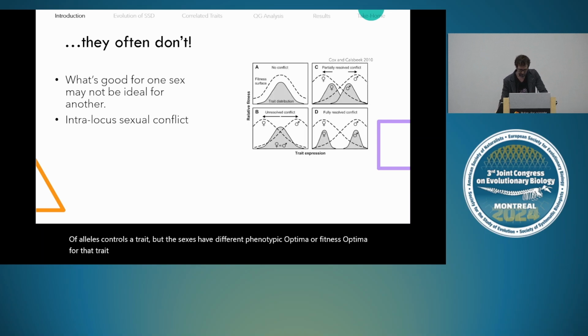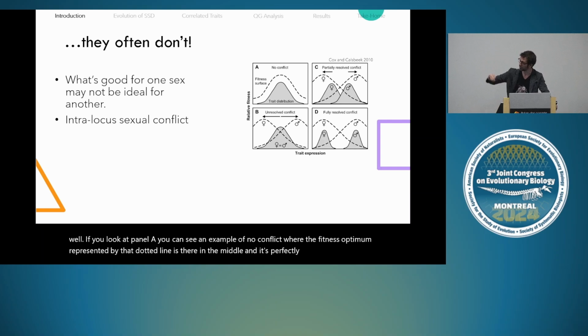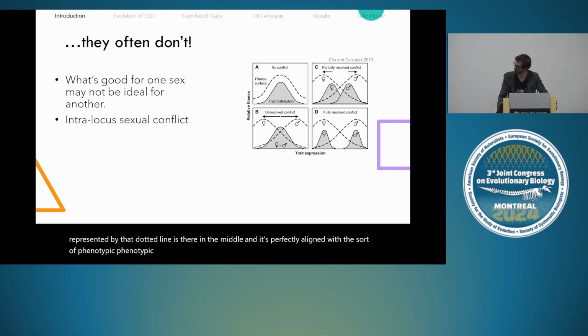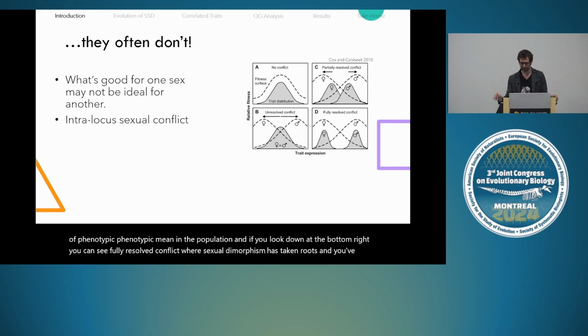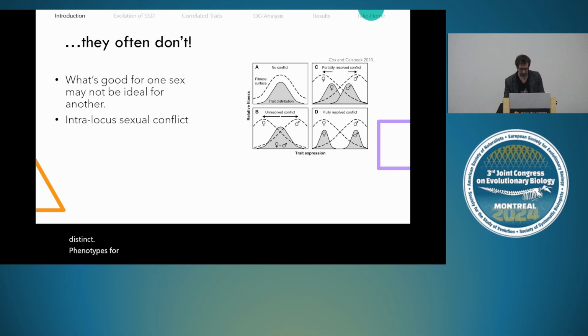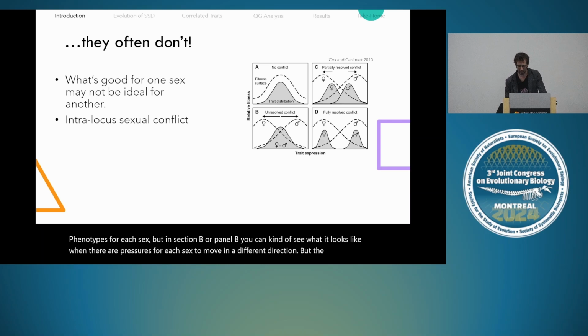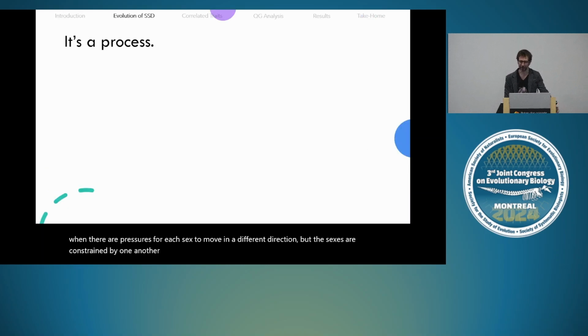And this little elegant graphic by Cox and Calsbeek kind of illustrates the point well. If you look at panel A, you can see an example of no conflict where the fitness optimum, represented by that dotted line, is there in the middle, and it's perfectly aligned with the phenotypic mean in the population. And if you look down at the bottom right, you can see fully resolved conflict, where sexual dimorphism has taken root, and you've got two distinct phenotypes for each sex. But in panel B, you can see what it looks like when there are pressures for each sex to move in a different direction, but the sexes are constrained by one another. So it's a process. This takes some time.